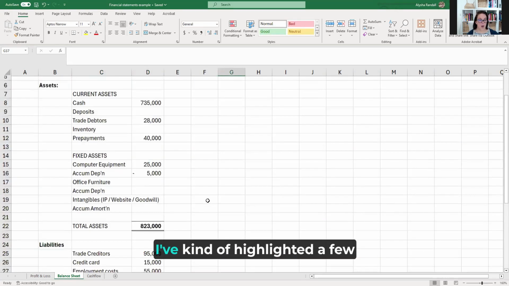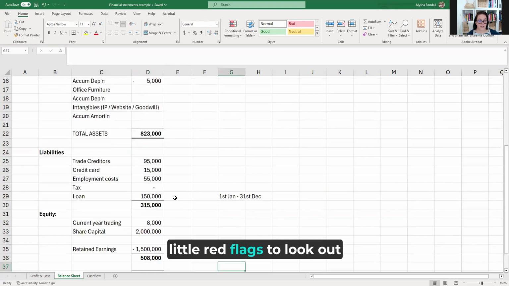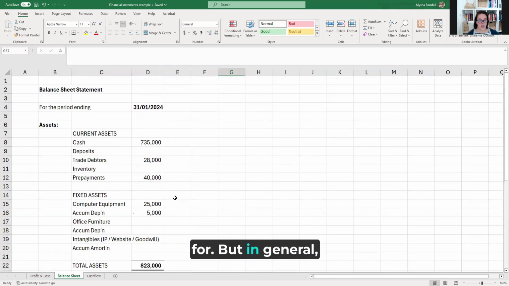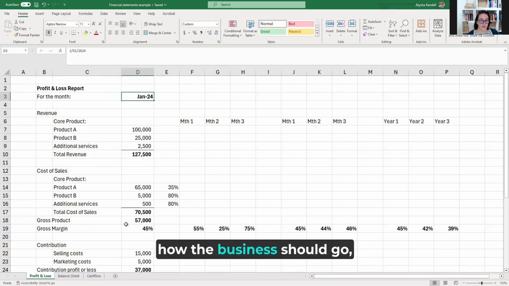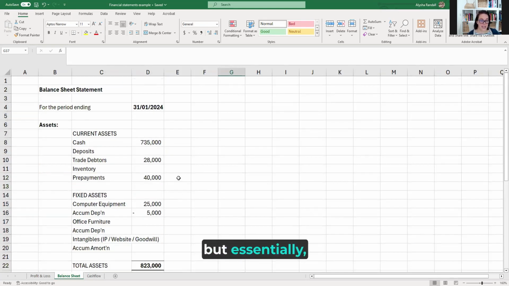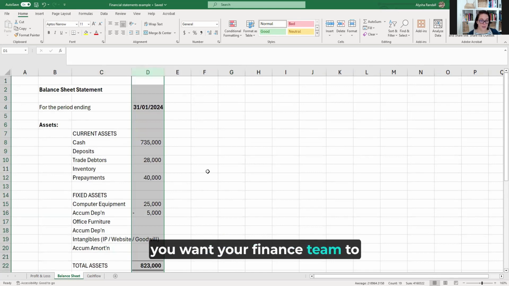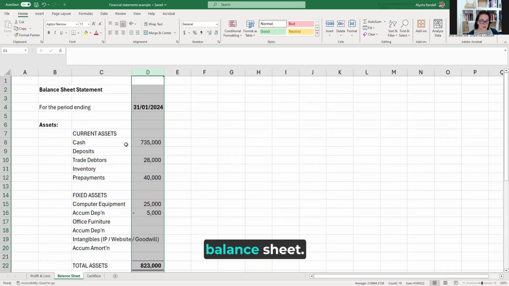And again, I've highlighted a few little red flags to look out for. In general, if you ever want to know if your bookkeeping team is doing as they should, I do have a bookkeeping guide, and I'll put a link below where you can download it. Usually it's the balance sheet, how can you find out that things aren't working? The P&L too, because you know how the business should go, but essentially you want your finance team to have a really clean balance sheet.